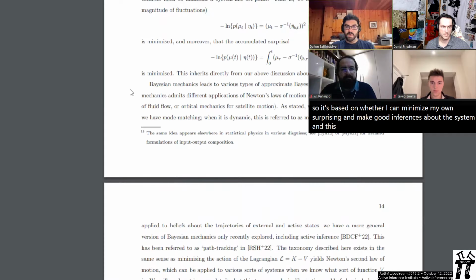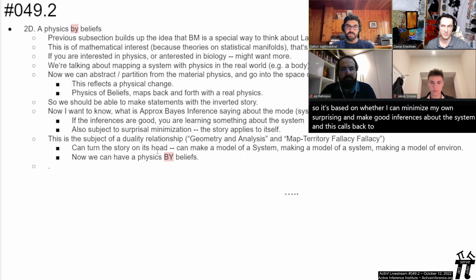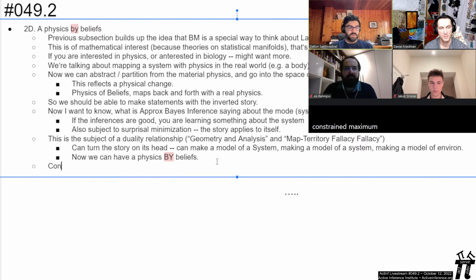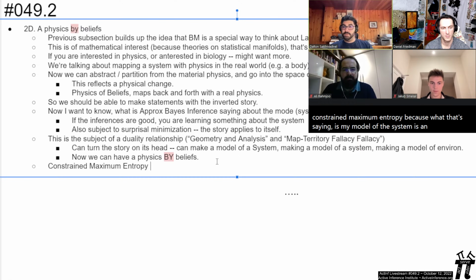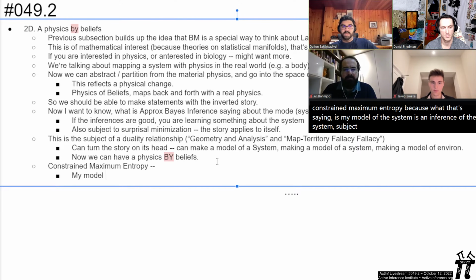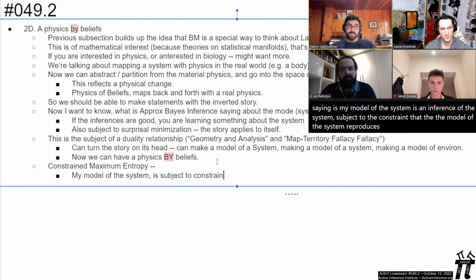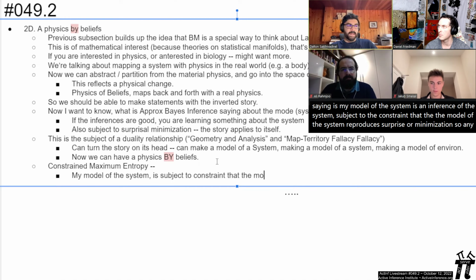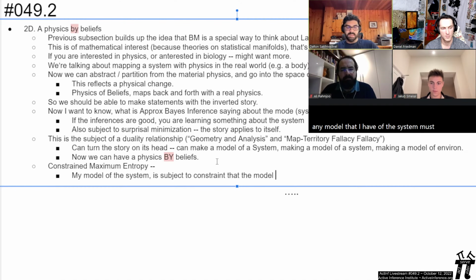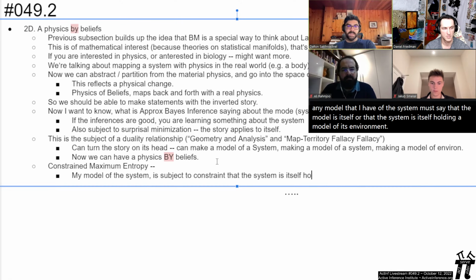This calls back to the principle of constrained maximum entropy, because what that's saying is my model of the system is an inference of the system subject to the constraint that the model of the system reproduces surprisal minimization. So any model that I have of the system must say that the system is itself holding a model of its environment and is minimizing surprisal. So that's where the constraint comes from.